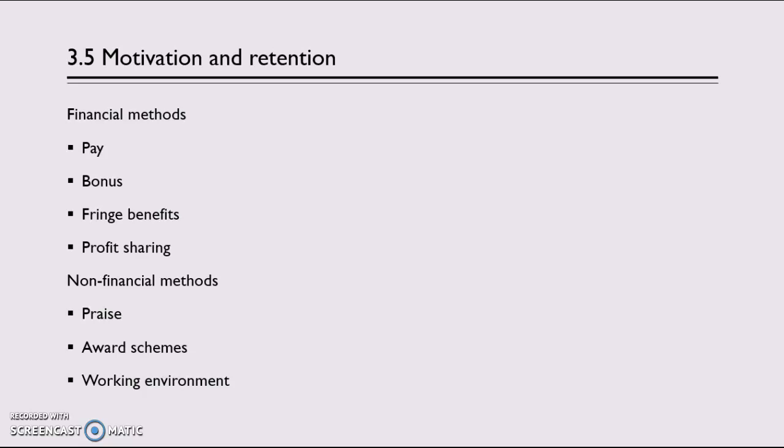When it comes to motivation, it's split into two strands. You've got financial methods and non-financial methods. And again, as we've said in previous videos, make sure you understand the fact that there are only 4 financial methods and 3 non-financial methods mentioned in the OCR syllabus. There may be other methods. You may find other methods online in other books and so on, but you just have to focus on these 4 and 3. Okay, so relatively straightforward.